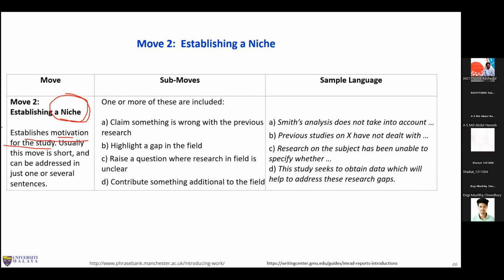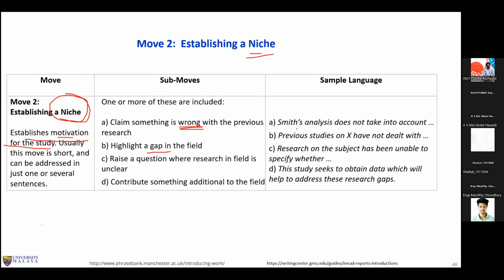So under this, you could have one or more of these sub-moves. For instance, claim that something is wrong in the previous research. But of course, you have to be very careful, looking at the data in a very critical manner, and then you establish that this is wrong. Or you can say that something is missing. The full information that is required is not there. So these are the things that you mention here when you establish a niche.